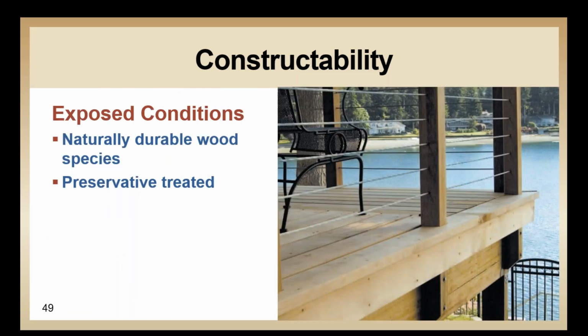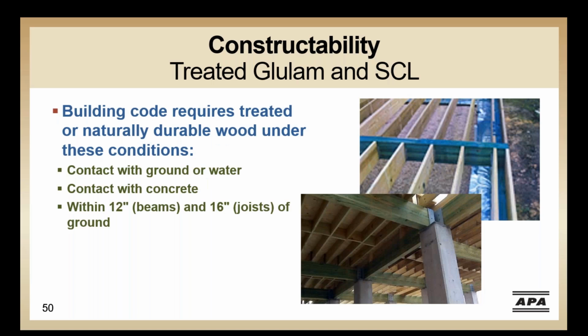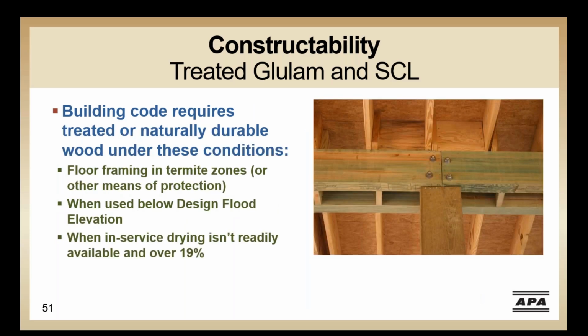Exposed applications present a unique challenge for wood products. Depending on the use category, exposed beams and columns would need to either be of a naturally durable wood species or be a preservative treated wood product. The building code generally tells you where treated or naturally durable materials are needed, and this includes where you have contact with ground or directly with water, contact with concrete, or where the wood is within 12 inches of ground for beams or 16 inches of ground for joists.